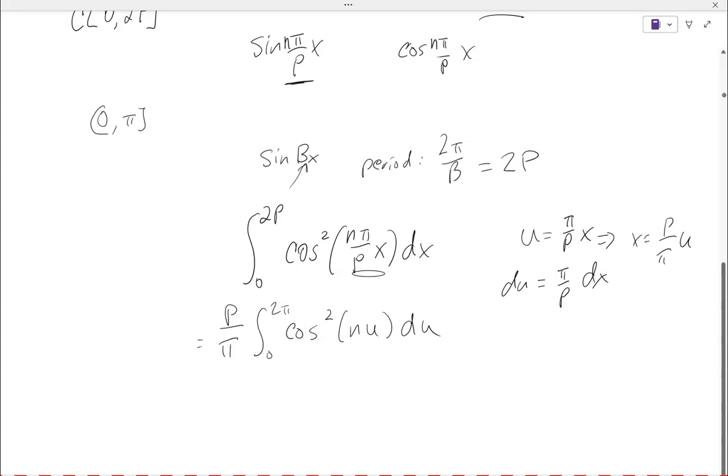If I put in 0 for x, I get 0 out for u. If I put in 2p for x, I get 2 pi for u. So that's what I wanted. I still have p over pi out in front. That's correct. Okay. So we just said a second ago that this integral is pi. So what do we get when we do this integral? What do we get? P instead, right?